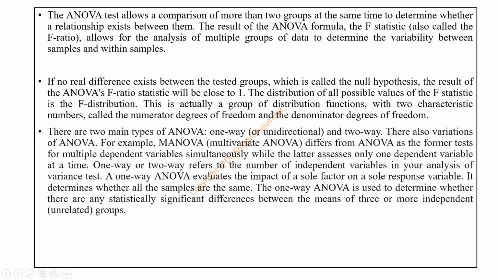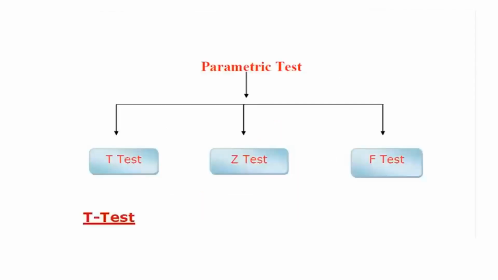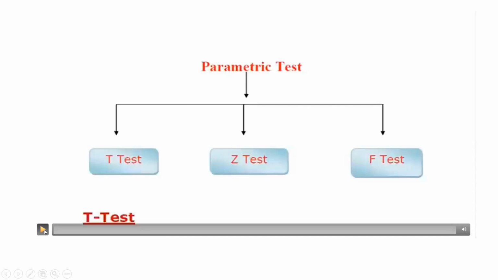One-way or two-way refers to the number of independent variables in your analysis of variance test. A one-way ANOVA evaluates the impact of a sole factor on a sole response variable. It determines whether all samples are the same. The one-way ANOVA is used to determine whether there are any statistically significant differences between the means of 3 or more independent groups. Now we will see one video.